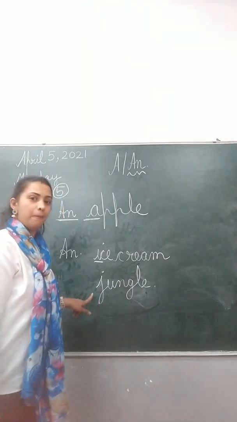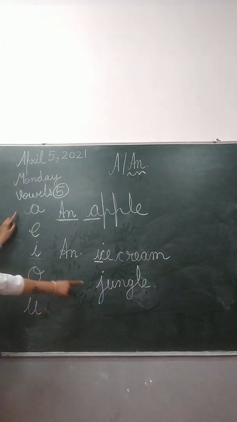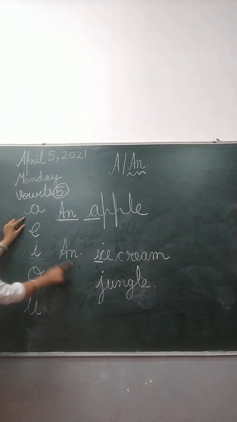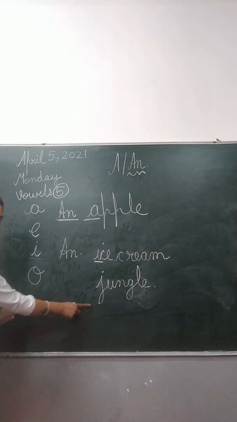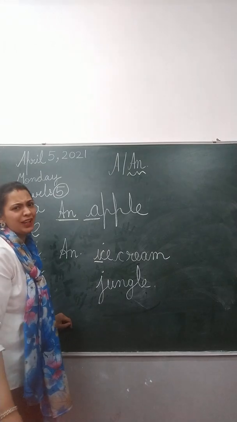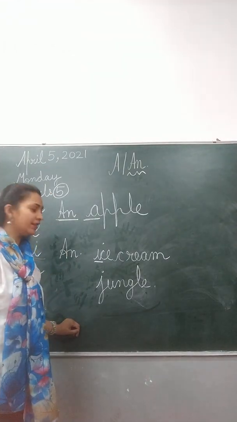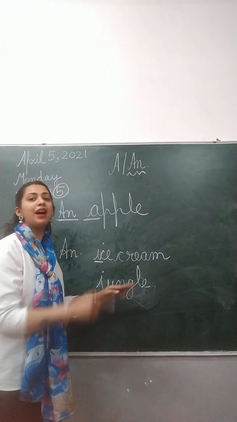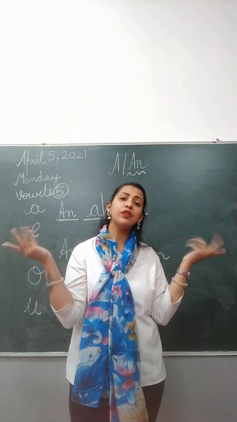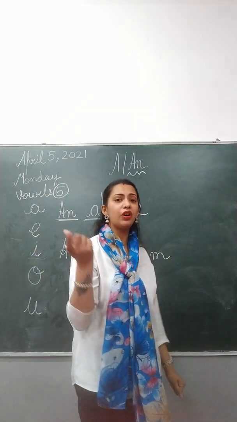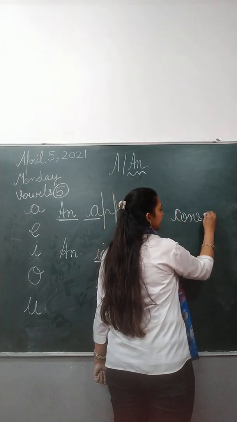Does J belong to the vowel dictionary? Let us find out. J... No, I cannot find my J in the vowel dictionary. No, it is not there. That means J is not a part of the vowel dictionary. No, J is not a vowel. If J is not a vowel, then what will J be called? J will be called a consonant.